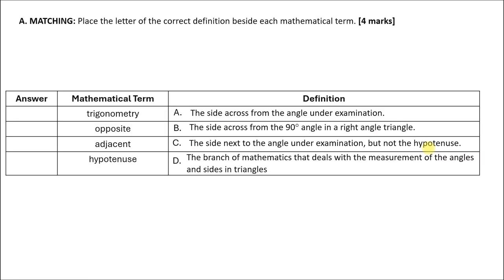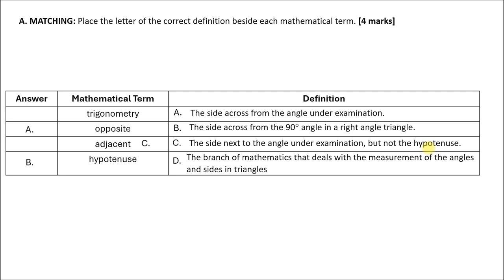Section A involved matching letters with a definition. So A, the side across from the angle under examination. Well, the angle under examination is just another way of saying the reference angle. So the side across from the reference angle is opposite. B, the side across from the 90-degree angle, is the hypotenuse.